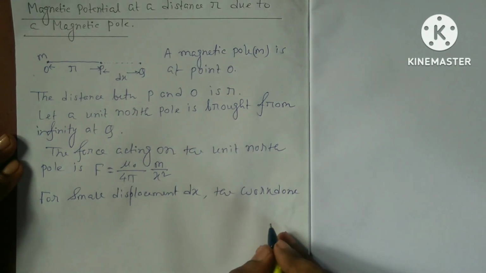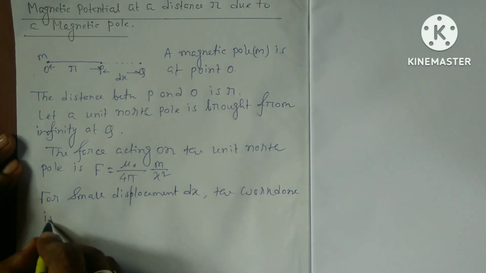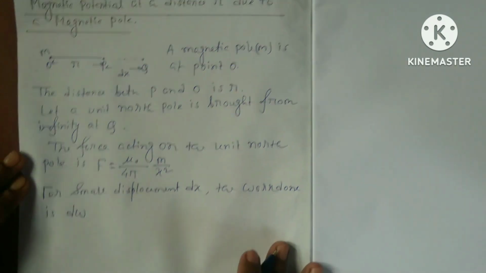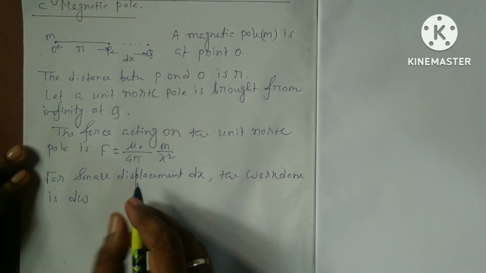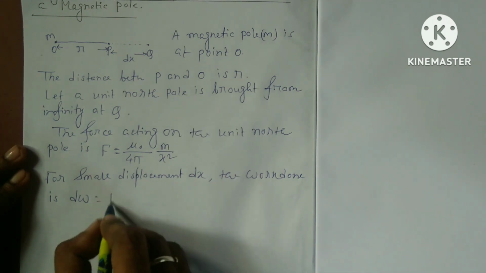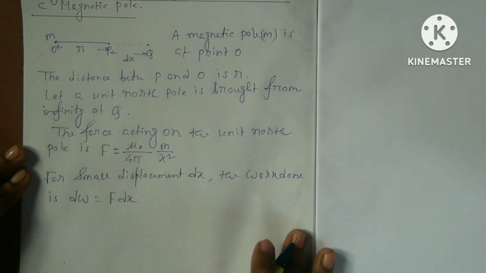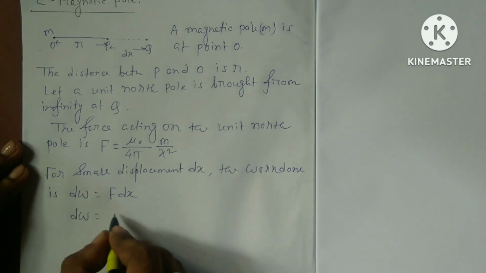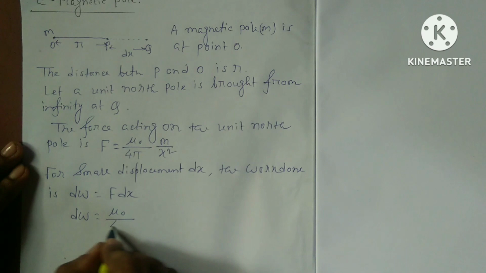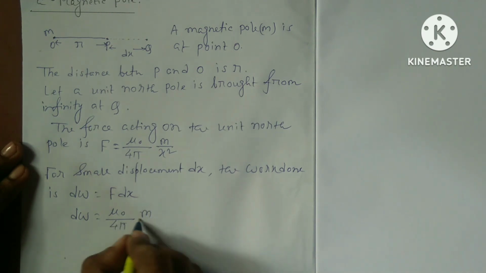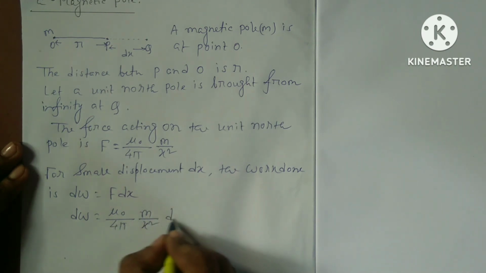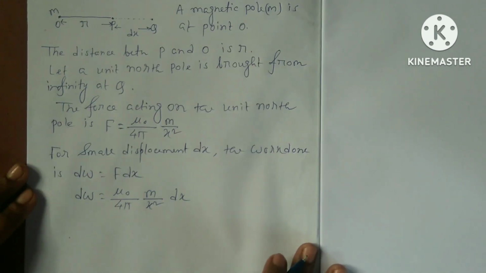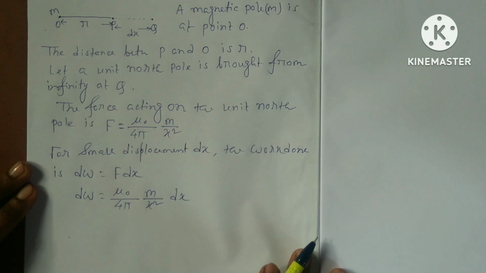The work done is dw, that is F dx. So dw equal to mu 0 by 4 pi m by x square into dx, putting the value of F.